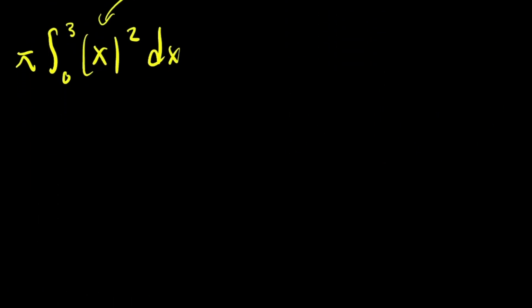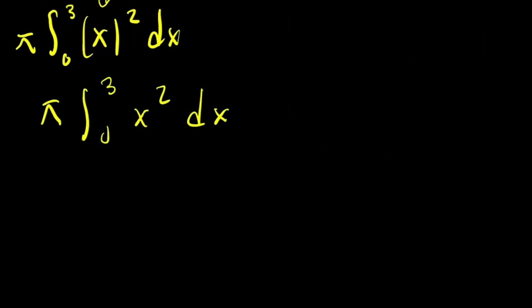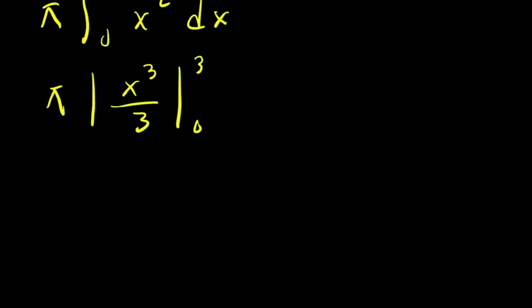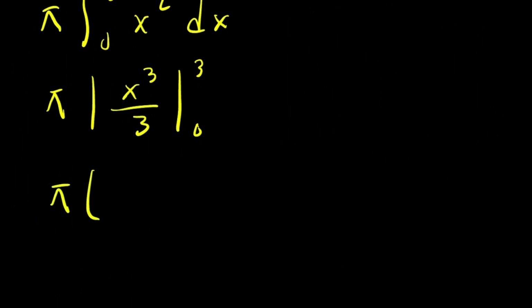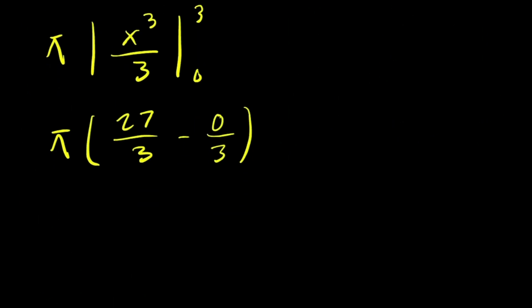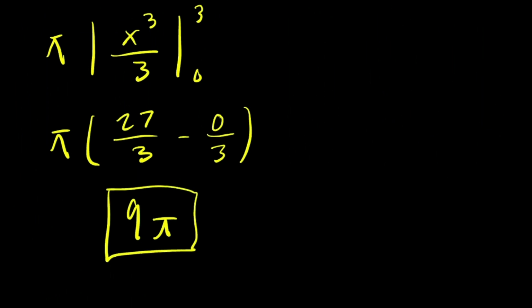So let's see, we've got pi times the integral of x squared dx. The integral of x squared is x cubed over 3, right? Because that's the chain rule reversed, and those are our bounds. So that equals pi times 3 cubed, which is 27 over 3, minus 0 over 3, which is just 0. 27 thirds equals 9, times pi, and we get our answer.